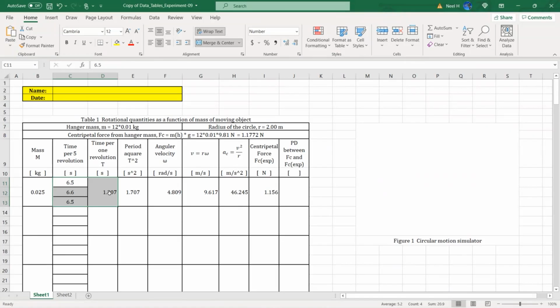Then we'll compare those two by calculating the percentage difference. That's it. It's a very simple experiment. Any questions, guys?